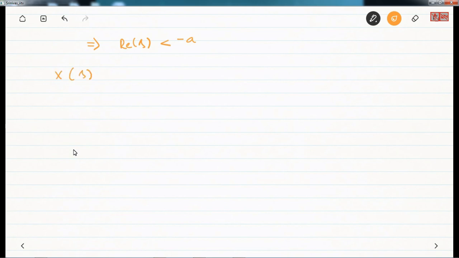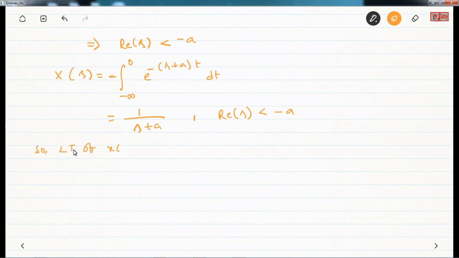So now let's go back to the integral. It is equal to minus of the integral from minus infinity to zero of e power minus (s plus a) t dt, which is again 1 by s plus a. But in this case, it converges only if real part of s is less than minus a. Right? So the Laplace transform of x of t equal to minus e power minus a t u of minus t is given by x of s equal to 1 by s plus a, and this is true for real part of s less than minus a.